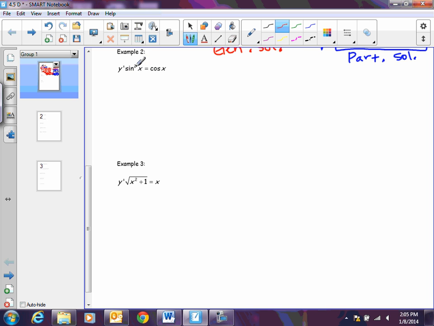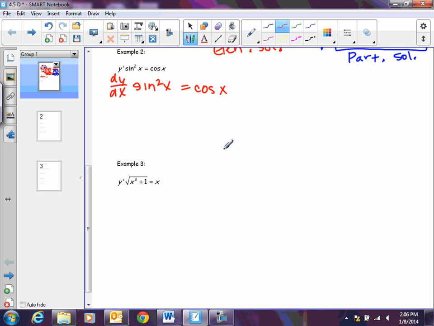y prime sine squared x equals cosine x. What's the first step? Change this y prime to dy over dx. And then I have sine squared x equals cosine x. We don't need to do too much at one turn. That's usually where people get confused.